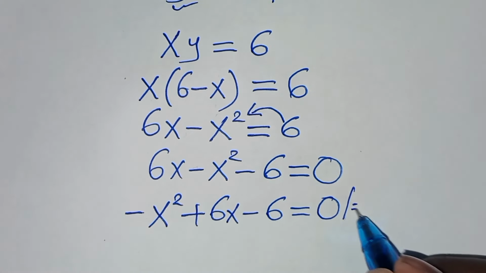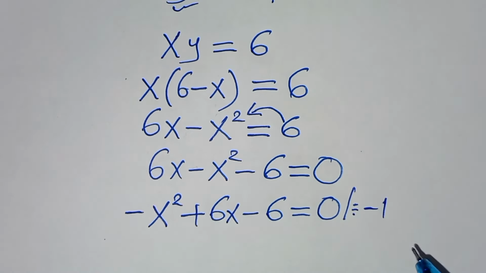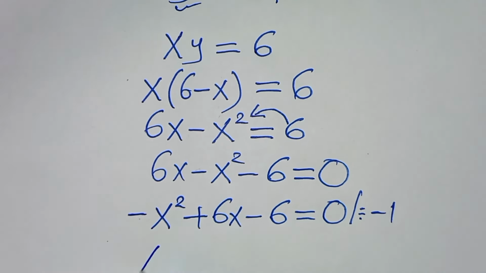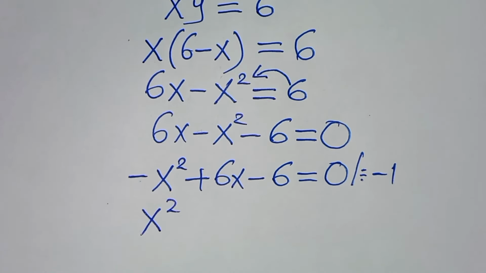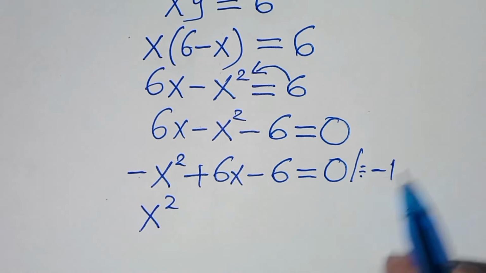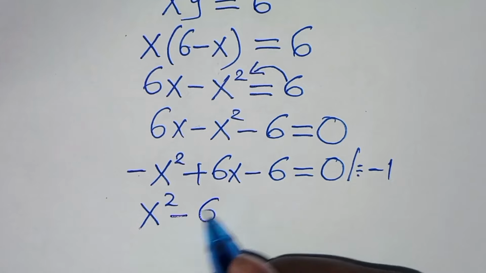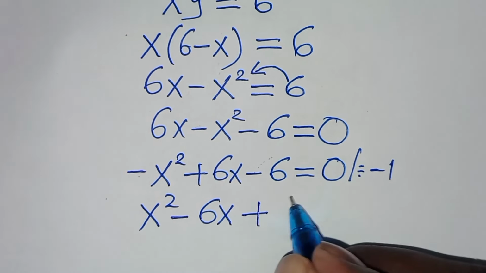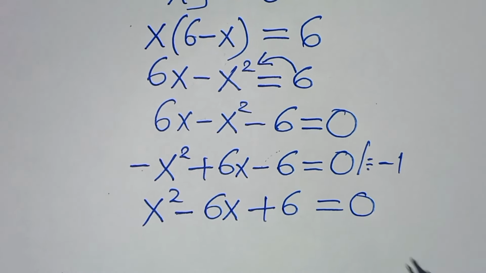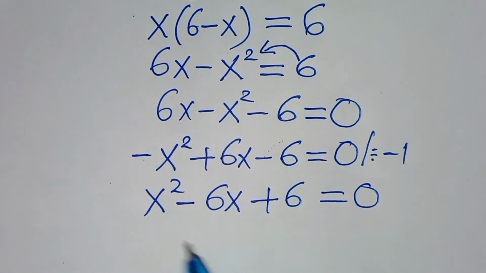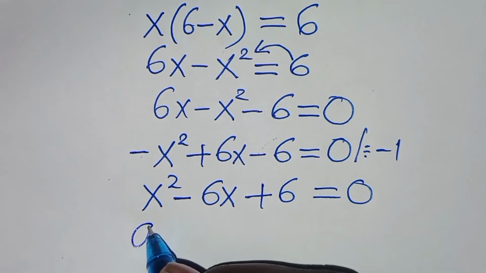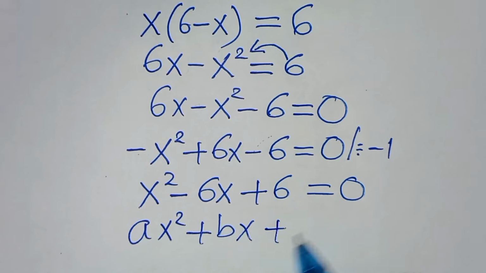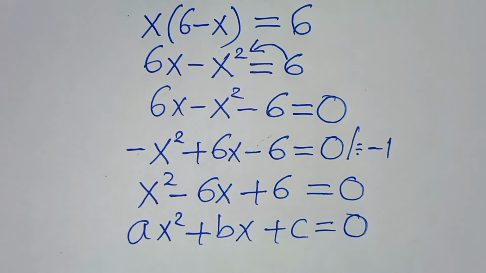Let's divide both sides by minus 1. So we'll have minus x squared divided by minus 1, this is x squared. Then plus 6x divided by minus 1, this is minus 6x. Minus 6 divided by minus 1 is plus 6. This is equal to 0. Now, this is a quadratic equation of the form ax squared plus bx plus c equals 0.